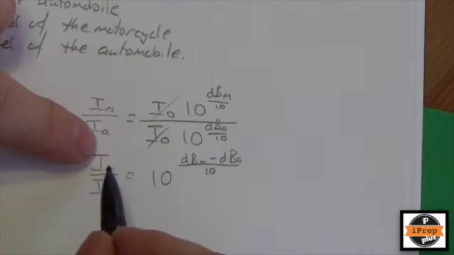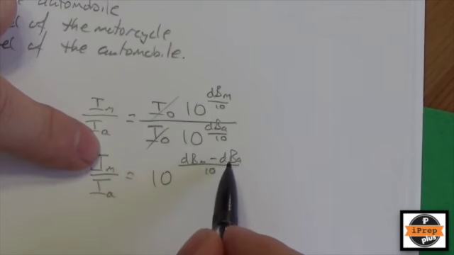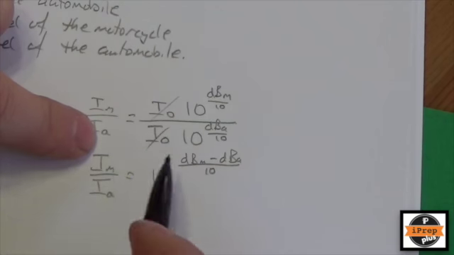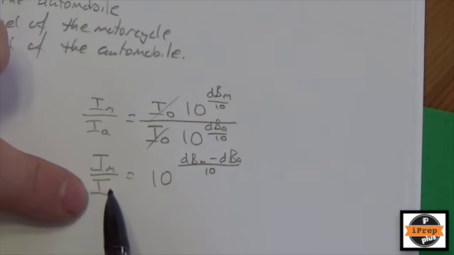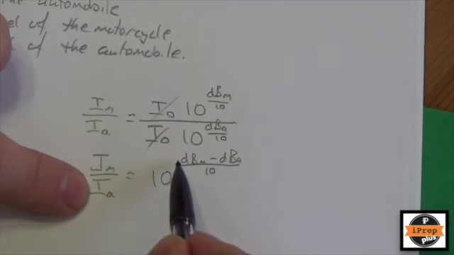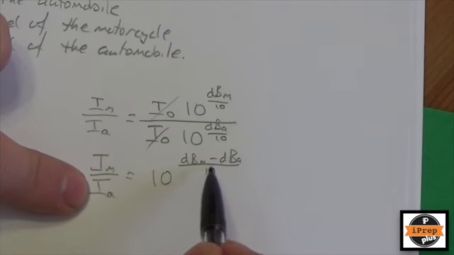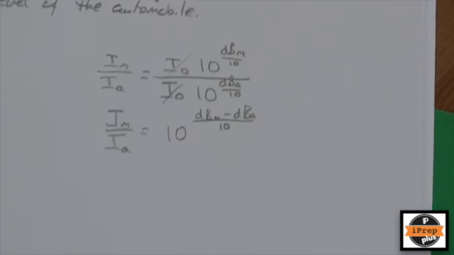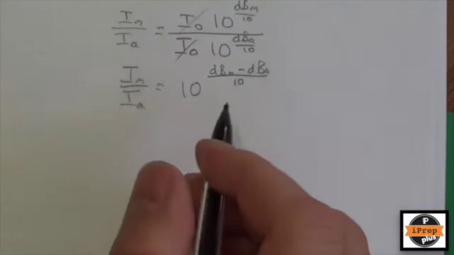Granted, the things that we're going to compare here will change. There won't always be motorcycles and cars. But this pattern, the intensity of 1 over the intensity of 2 equals 10 to the decibel level of 1 minus the decibel level of 2, all over 10, is always going to hold. Now, let's solve this particular problem.